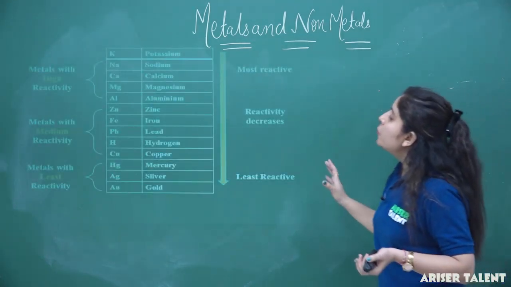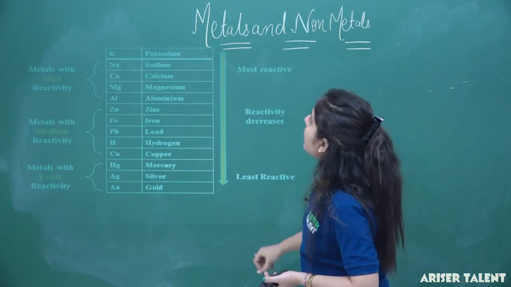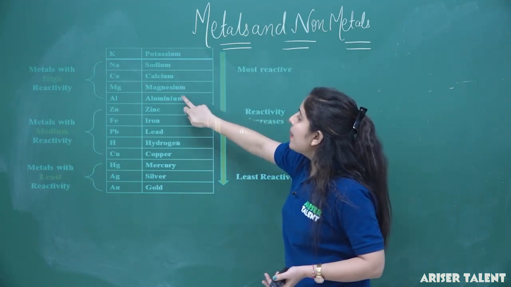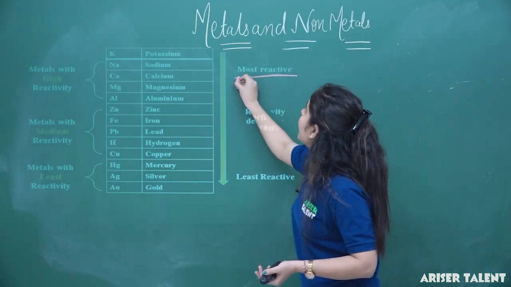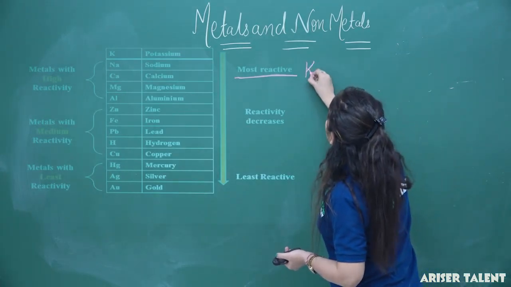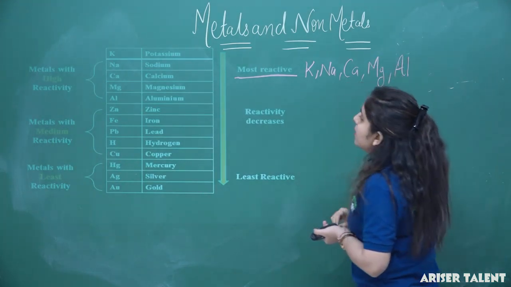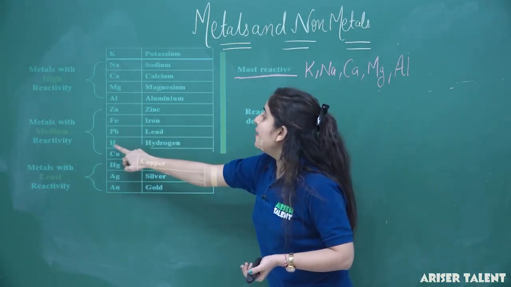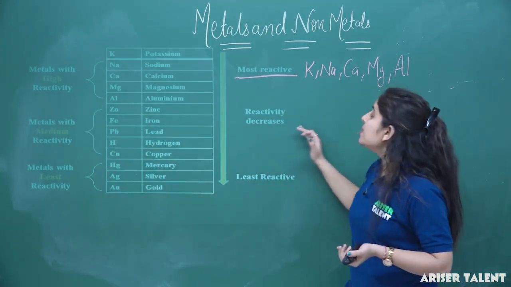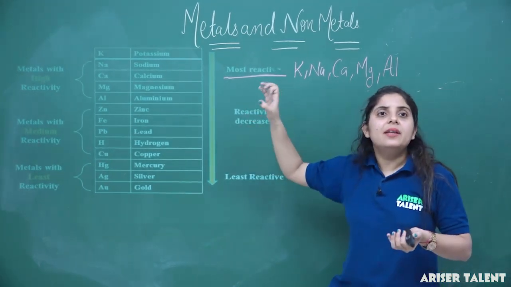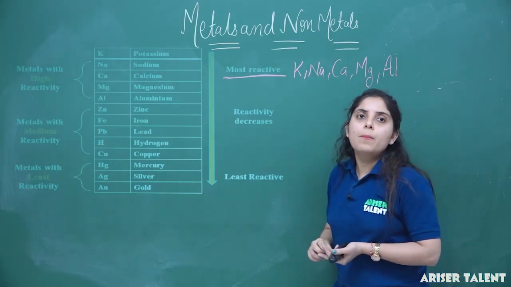Before this, we have to see the reactivity series of the metals, that is, how metals show reactivity. You can easily see from here that potassium, sodium, calcium, magnesium and aluminium, these 5 metals show very high reactivity. So we can say that these are the most reactive metals. Now you see in the chart, we have zinc, iron, lead, hydrogen and copper. These 5 elements are considered metals with medium reactivity. It means we can say that these are the medium reactivity metals, and the reactivity decreases from the topmost part to the lower part, as we have already discussed in the reactivity series.